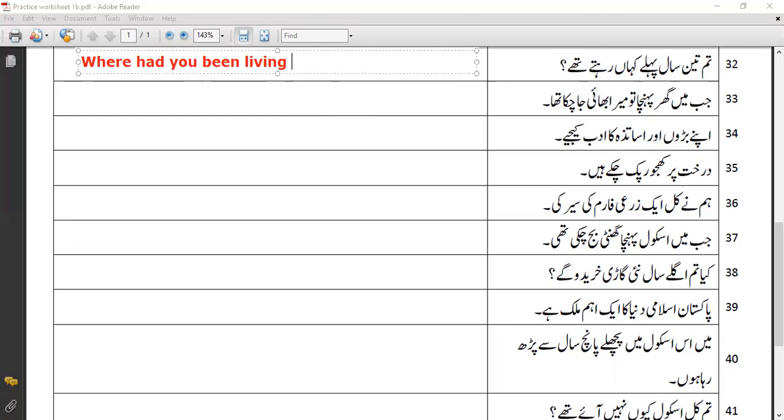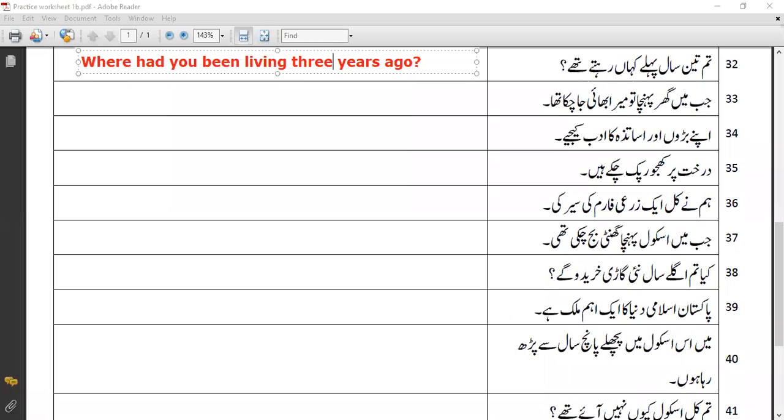Before 3 years or 3 years ago. A few students write 3 as a number, numeric. Make sure you write this as a spelling, okay? Do not write 3, do not write the number 3. Where had you been living 3 years ago? Okay, moving on to the next one.